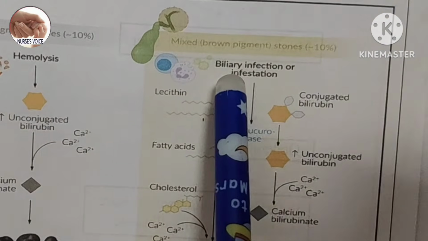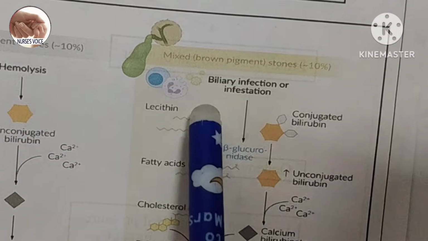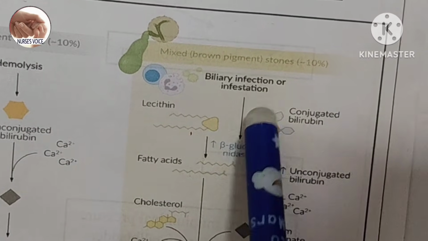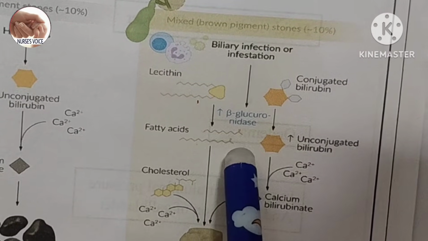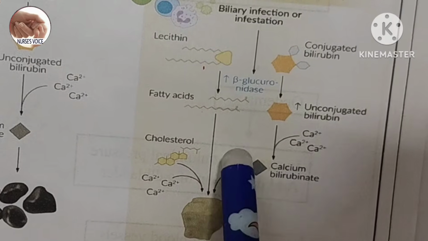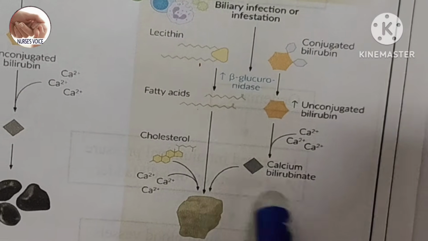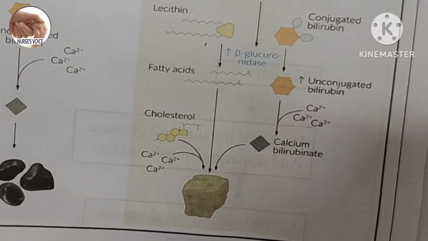Next, the mixed brown pigment stone, which is seen in 10% of cases. It is due to biliary infection or infestation. Due to this, the beta glucuronidase increases, and so the unconjugated bilirubin and calcium bilirubinate increase, and the mixed brown pigment stone occurs.